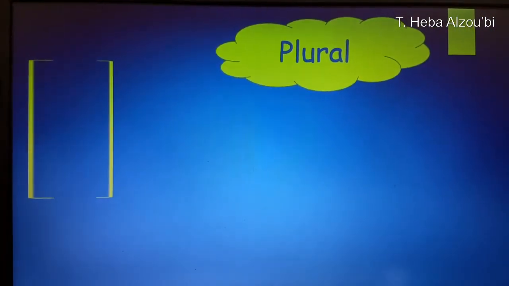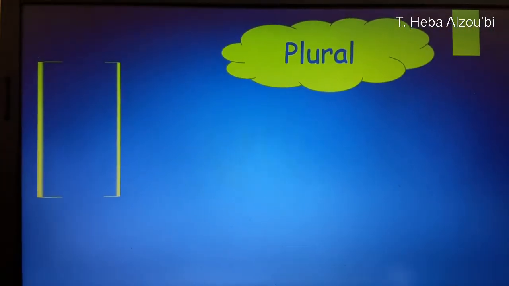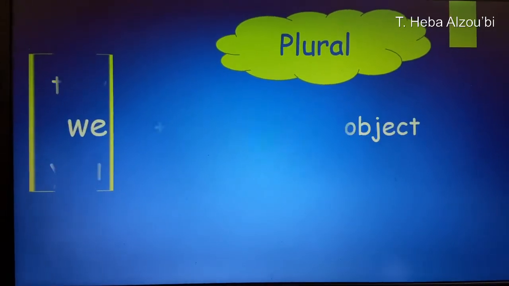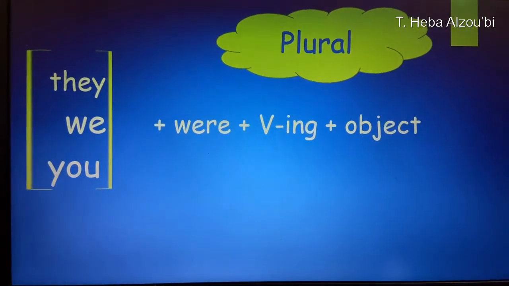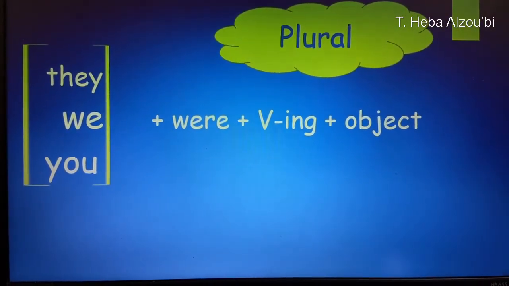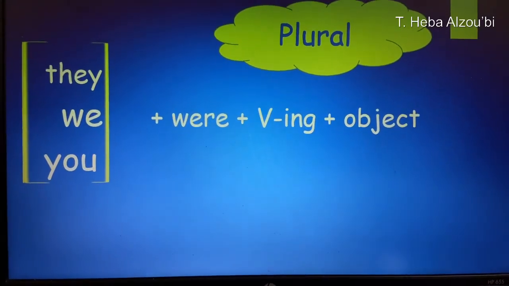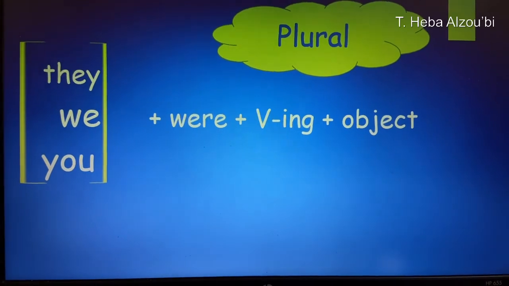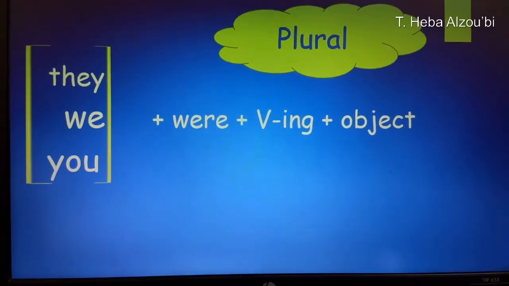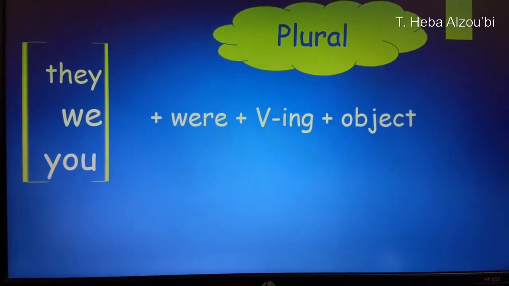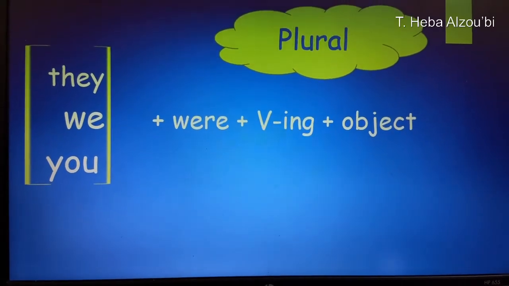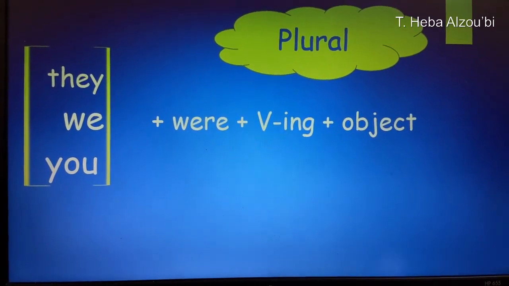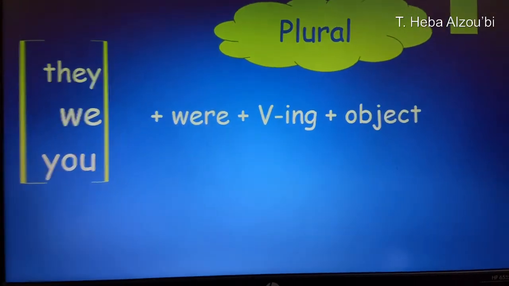Let's move to the plural subject, plural pronouns or nouns. They, we, and you. We use were and the ing form plus the object. So they, we, you plus were plus the verb ing plus the object.